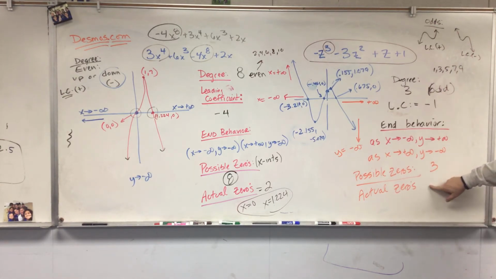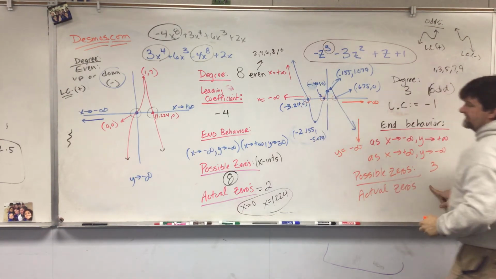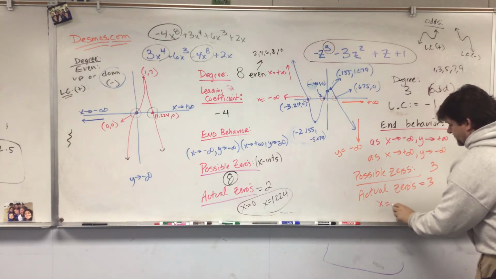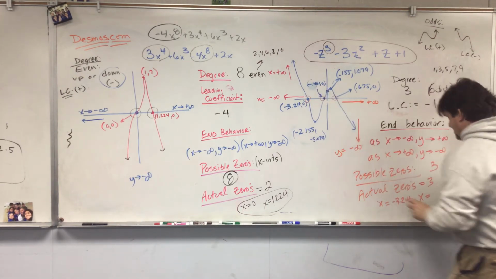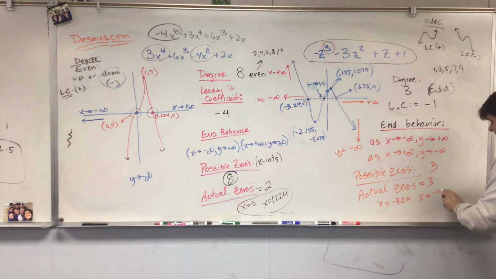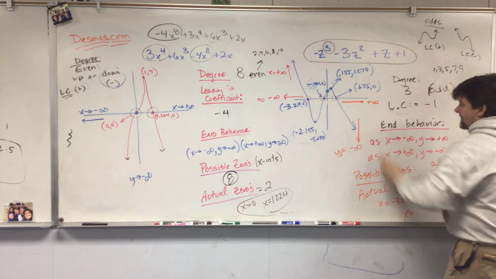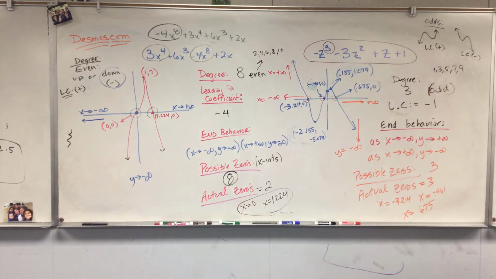Actual zeros are going to be, let's look at it: 1, 2, 3, because they're x-intercepts. So we have actual zeros, we have 3 of them, and one of them is x equal to negative 3.214, x is equal to negative 0.461, and x is equal to 0.675. Okay? So that's how we kind of deal with end behaviors, leading coefficients, and all those things.